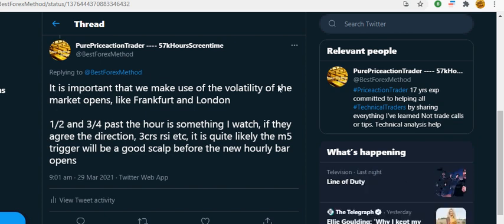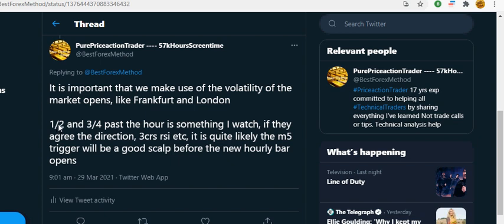It is important that we make use of the volatility of the market opens. Everyone who's been trading for a while knows the Frankfurt and London opens, and also the USA stock market open at about 2:30 UK time. Clocks changed now, so we're back in sync.